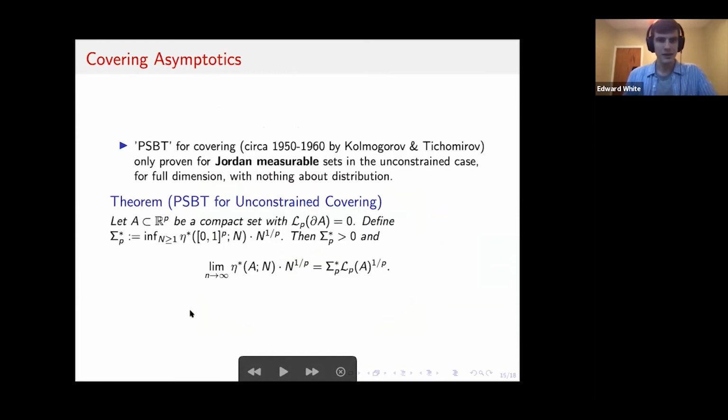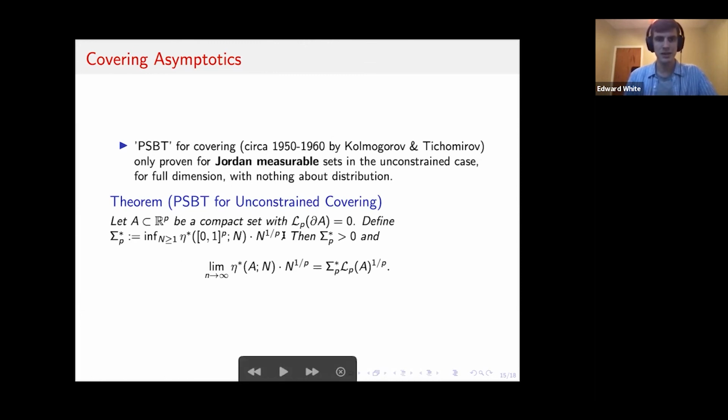Okay. Now, a previous result that was shown by Kolmogorov and Tikhomirov is that the analog of the Poppy-C-Bagel theorem is true for covering, but they only showed it for Jordan measurable sets and only in the unconstrained case for full dimension, with no discussion about the distribution of points. So here we've tried to replicate what their theorem would say if we tried to match the notation that we already presented.